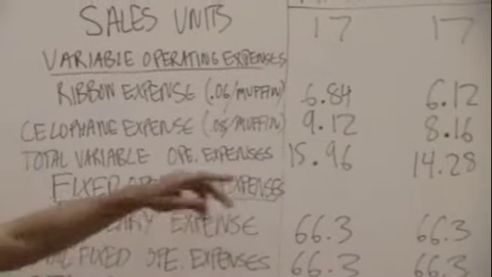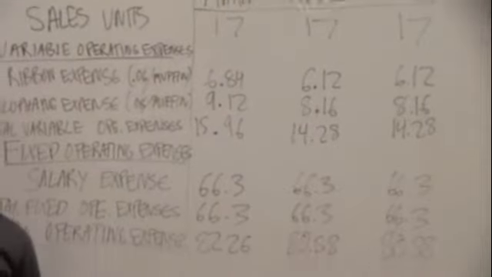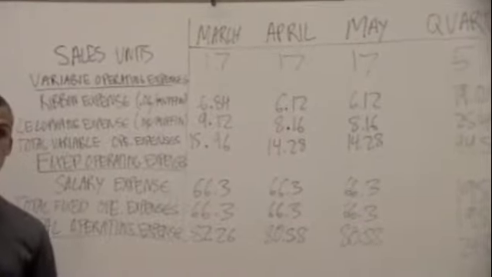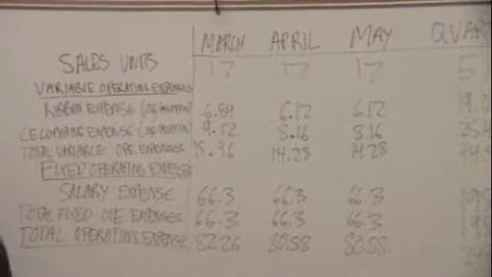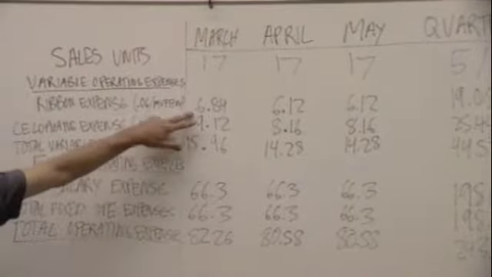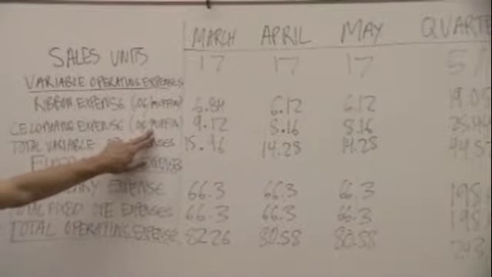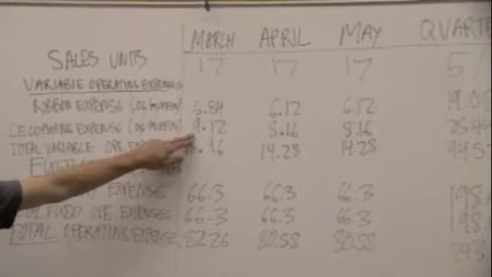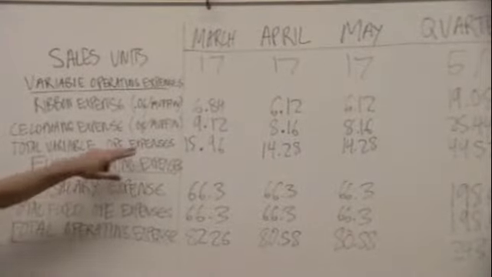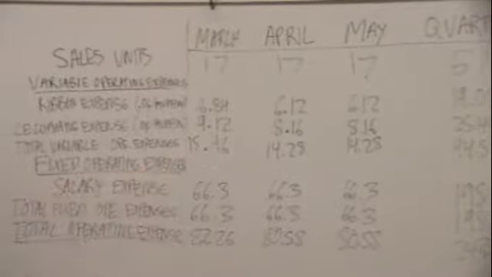So let's go on to March, and March is a little different from the rest of the months because we had a couple more units that we bought, so therefore we had to wrap more. So we got the 0.06 times the amount, which leads us to 6.84, and then we do the same with the 0.08. And that leads us to 9.12. And then our total variable operating expense for the month of March is 15.96.